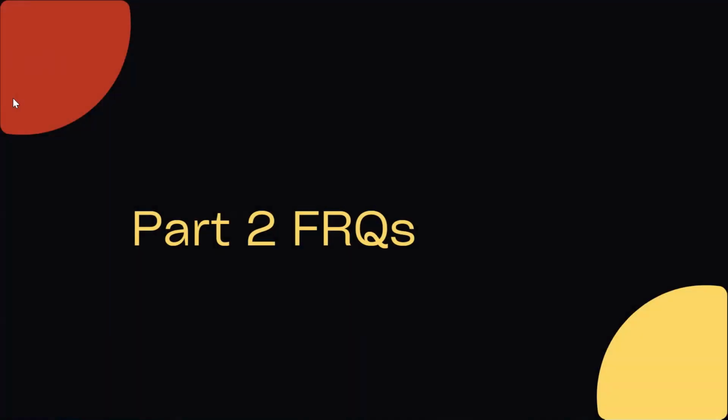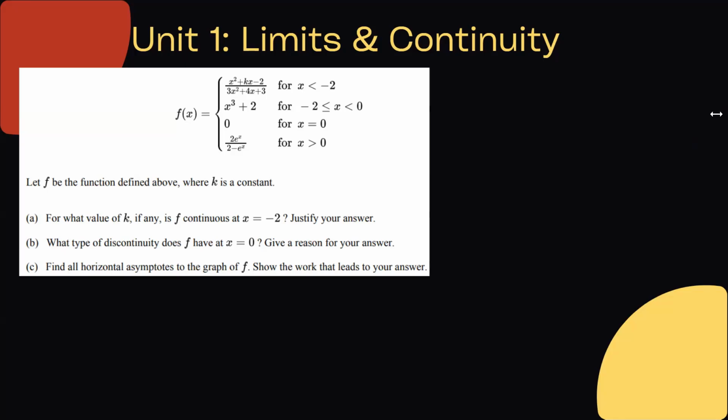That wraps up our multiple choice review. Now we're going to jump into some free response questions. Here we go. Let f be the function above where k is constant. For what value of k, if any, is f continuous at x equals negative 2? Justify your answer. Now we did one like this in the multiple choice questions, but here, since this is free response, we have to make sure that we're showing the right justification.